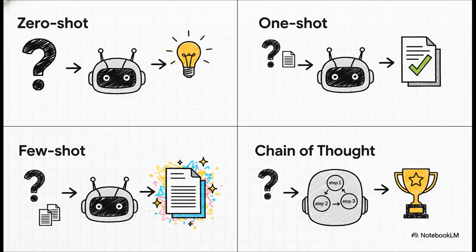And we can get even more precise control over the output using prompt engineering. We can give it 0 examples for a simple task, we can give it 1 example to show it the format we want, or we could give it a few examples to teach it a specific tone or style. For really tough problems, we can even tell it to use a chain of thought, which forces it to reason through the problem step by step to get a much better answer.